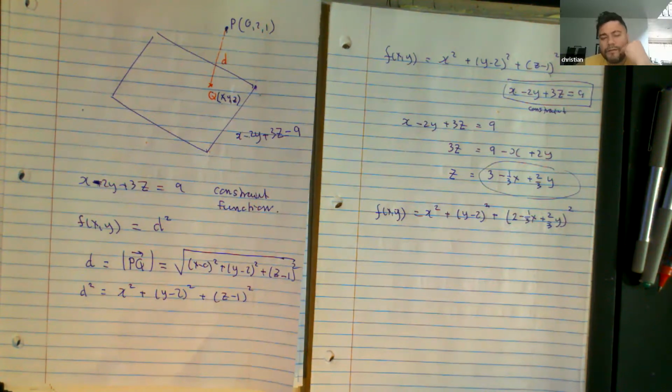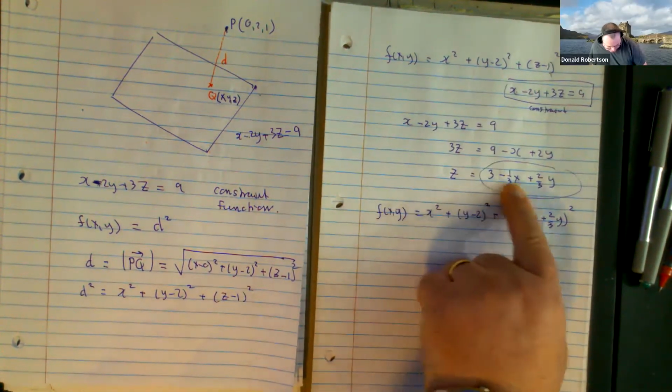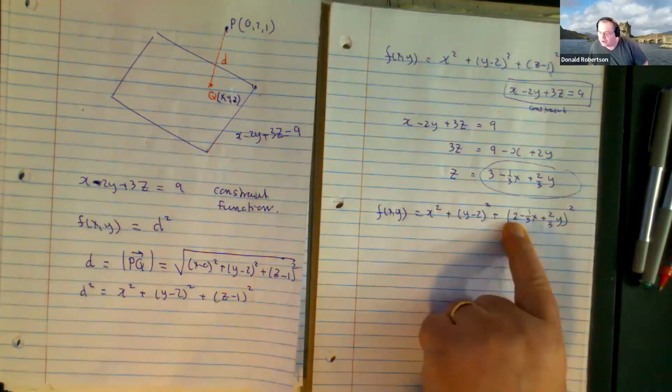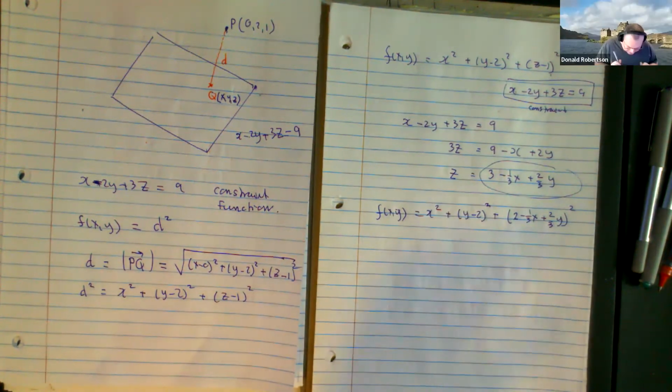Where'd you get the 2 at? Where did I get 2? I said z take away 1. This is z take away 1, which turned that into a 2. Thank you. Right. Now, I'm after the minimum value, right?